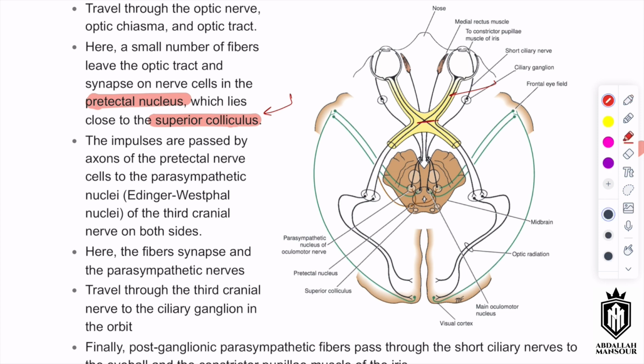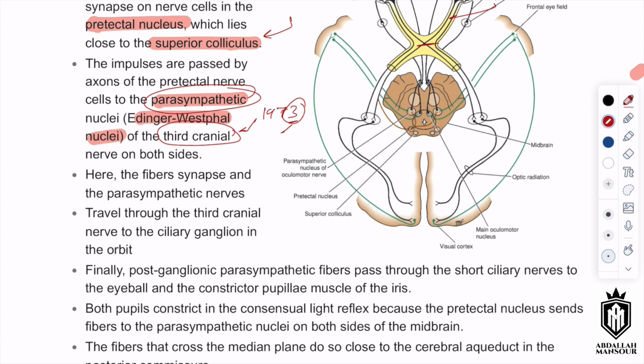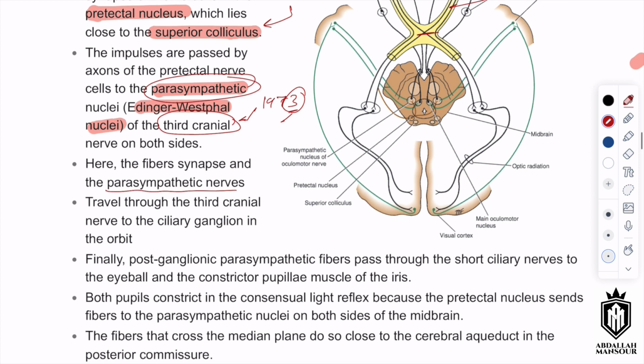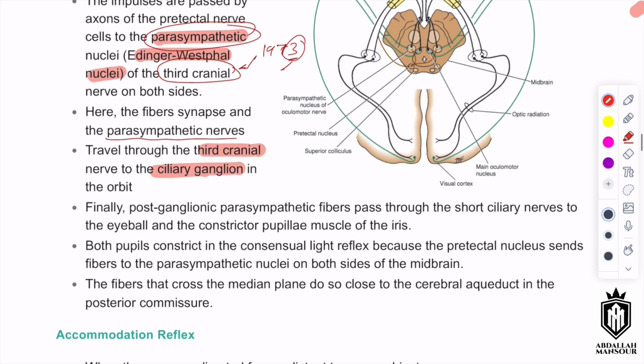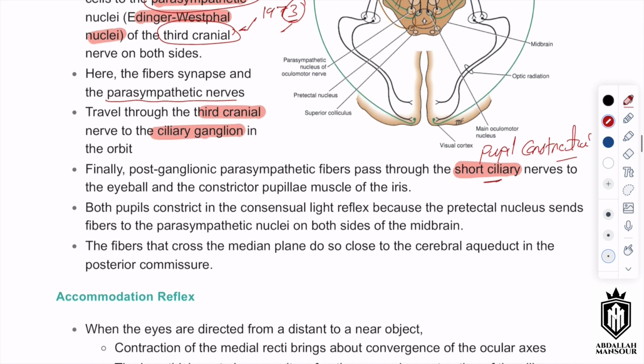And then the impulse will come from the pretectal nucleus to the parasympathetic fibers of the Edinger-Westphal nuclei. This is of the third nerve. Remember when we talked earlier that it is parasympathetic. So here we go parasympathetic of the third cranial nerve. These are called the parasympathetic nerve fibers, and they travel through the third cranial nerve, which is the oculomotor nerve, to the ciliary ganglion. The postganglionic fibers will come through the short ciliary nerve, and this nerve causes pupillary constriction, that's pupil constriction, to both eyes, right? Pupil constriction to both eyes.